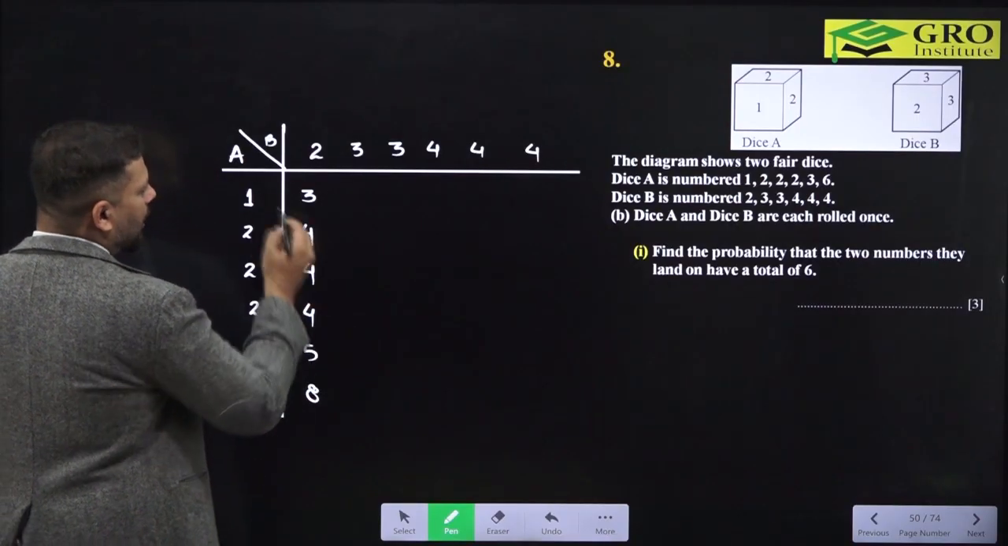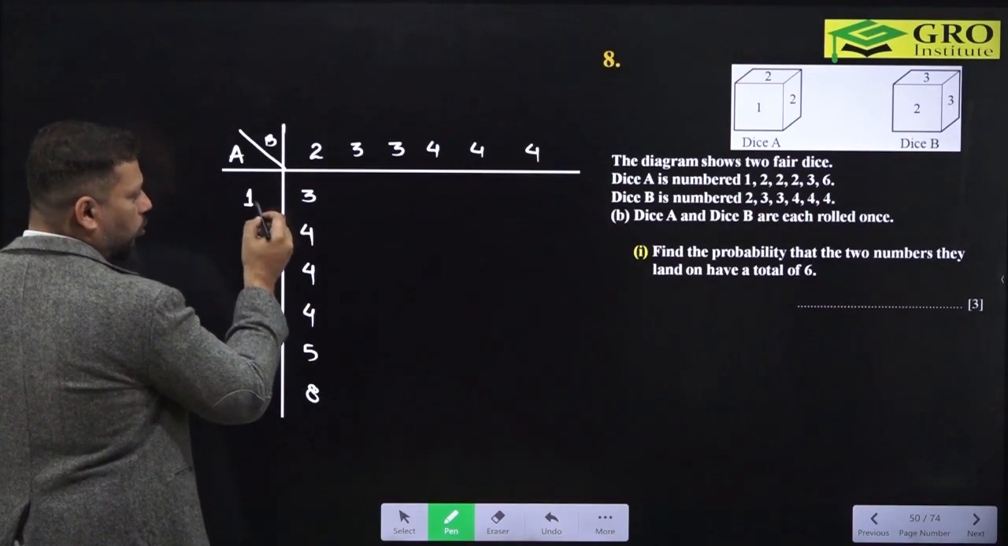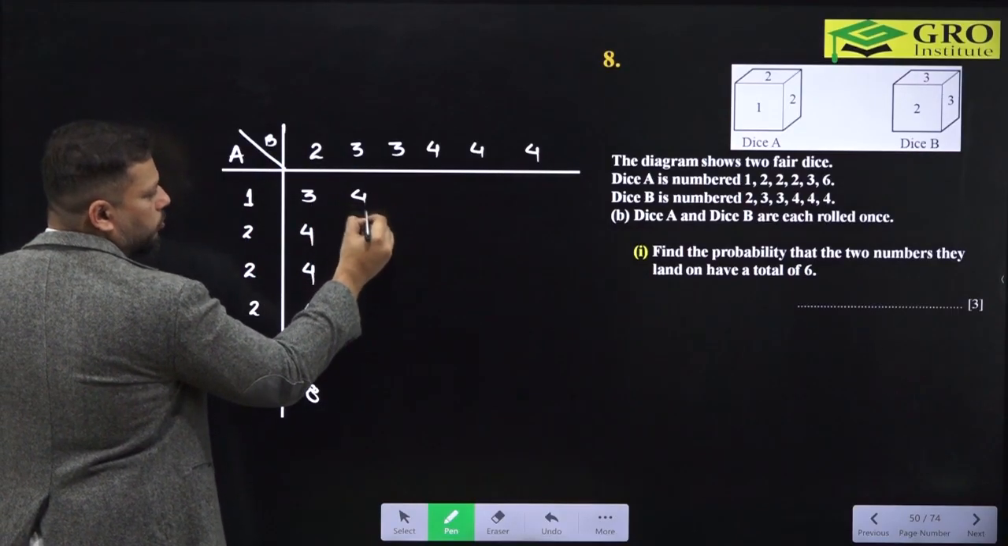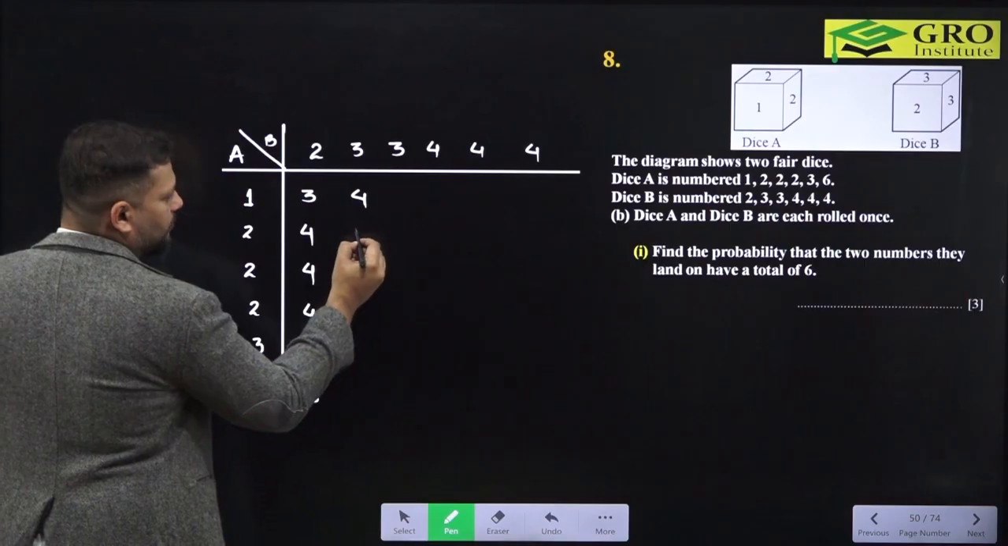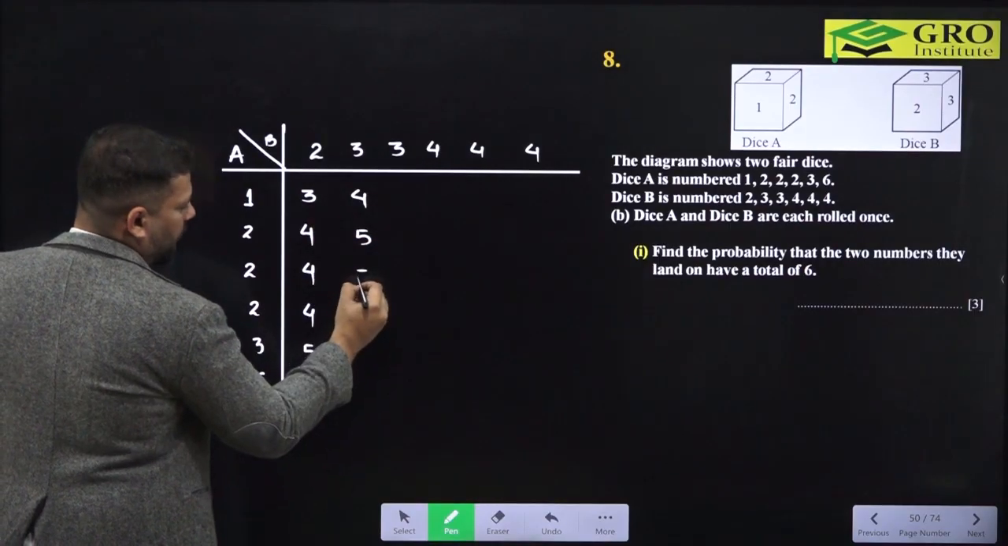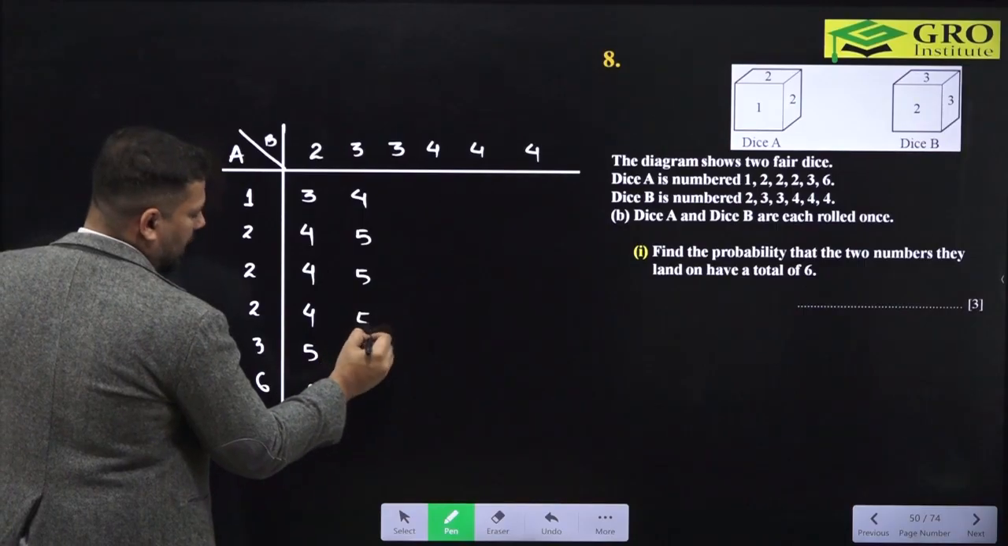Similarly, if dice A lands on 1 while dice B lands on 3, then 1 plus 3 is going to be 4. 2 plus 3 in the same manner would be 5. 2 plus 3 is again 5. 2 plus 3 is again 5.